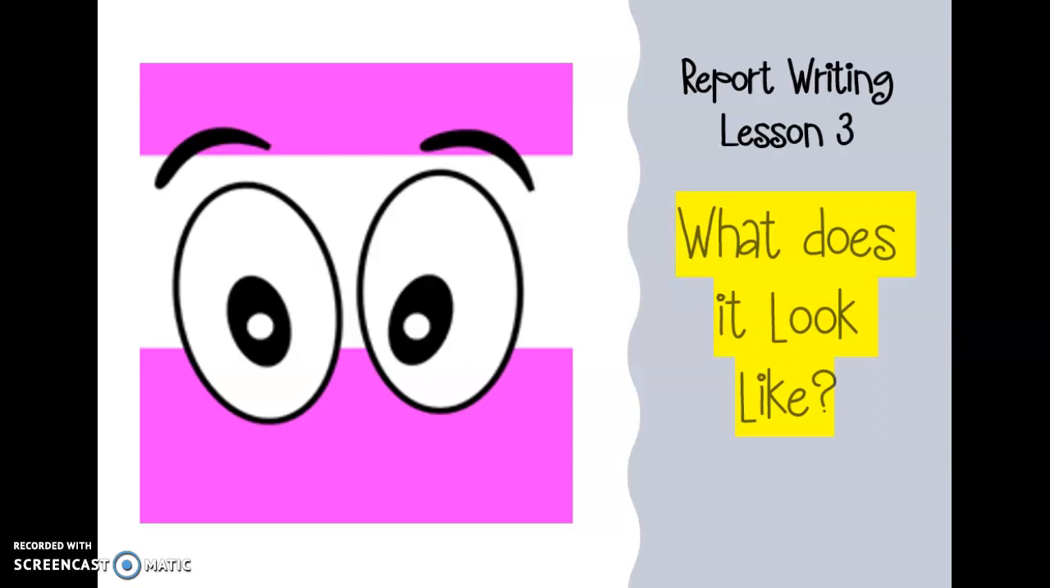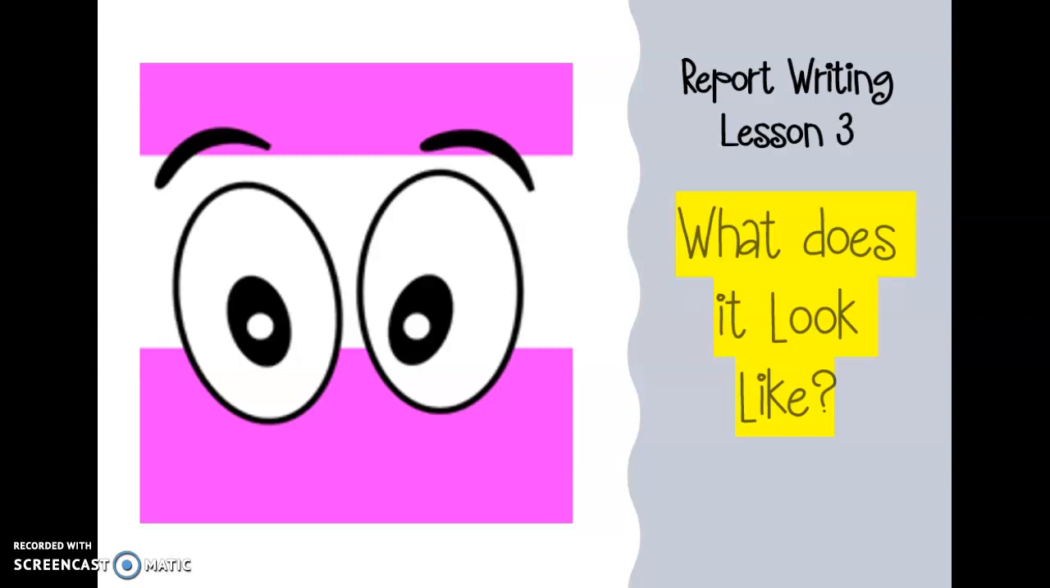Hi everybody! Today we are looking at our report writing lesson 3. So in our last lesson, our symbol was a question mark, and that was to classify the animals into one of the groups, to say whether the animal was a fish, a bird, a mammal, a reptile or an amphibian. And today's symbol is these two eyes.